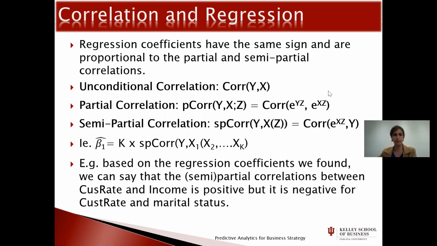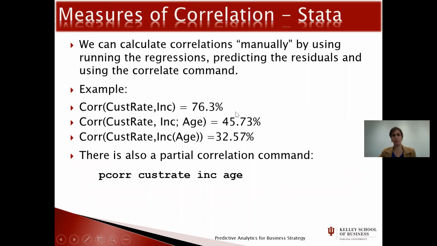So let's go over the first one. The first one is the very raw one. You type correlation, let's say rating and income, and you get this correlation. Let's say it's 76%. Now, I want to see how customer rating and income are related, but controlling for age, without movements that are due to this third variable.